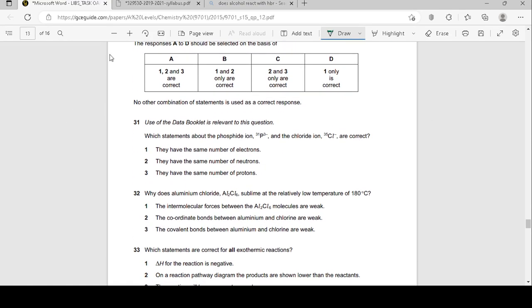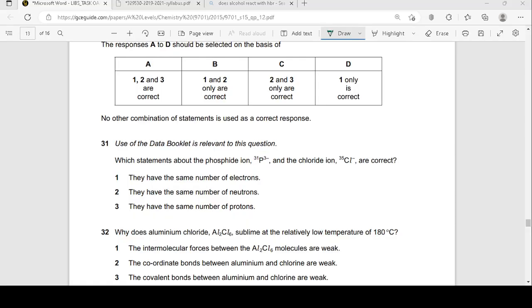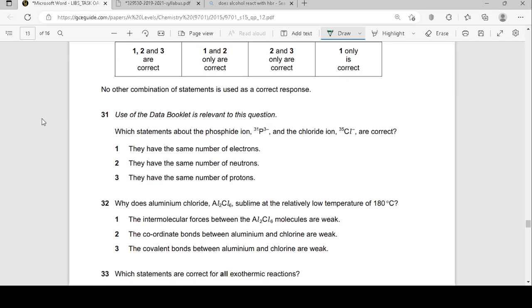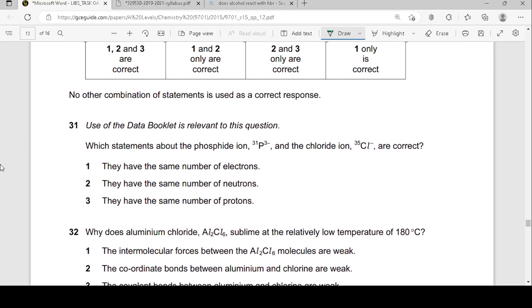Yay, we're finally at this section of the paper. Oh, my screen is black again. I don't know why. Okay, I got my screen back. Good. The data booklet is relevant to this question. Which is the name of the phosphide ion?